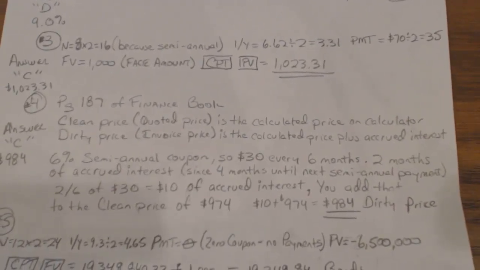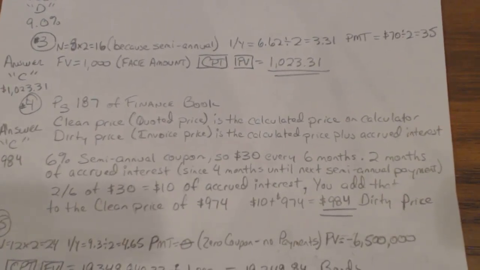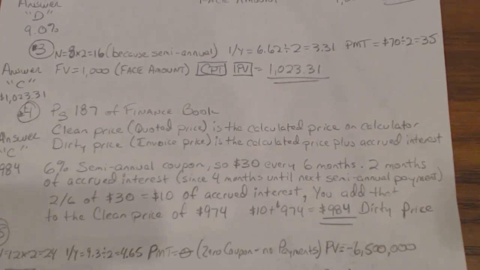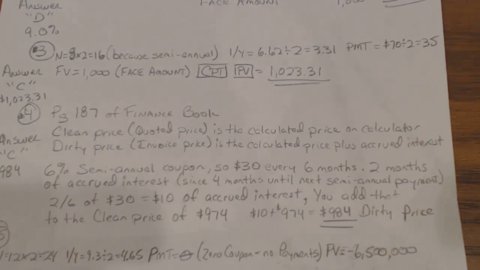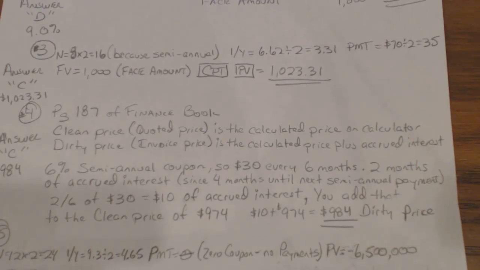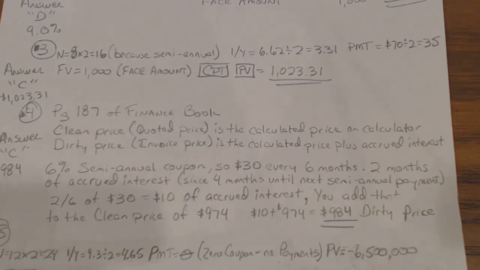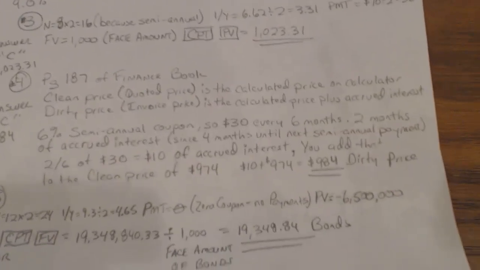So basically, it's a 6% semi-annual coupon. They tell you that it pays $30 every 6 months, and there are 4 months to the next coupon payment, which means there's 2 months of accrued interest, right? Because there's 6 months for every coupon payment and 4 months left. You don't worry about those 4 months because you don't have accrued interest on those. The accrued interest is the 2 months that have already passed. So you add those 2 months, which is 2/6 of $30, which is $10, and you add that to the price and you get $984.